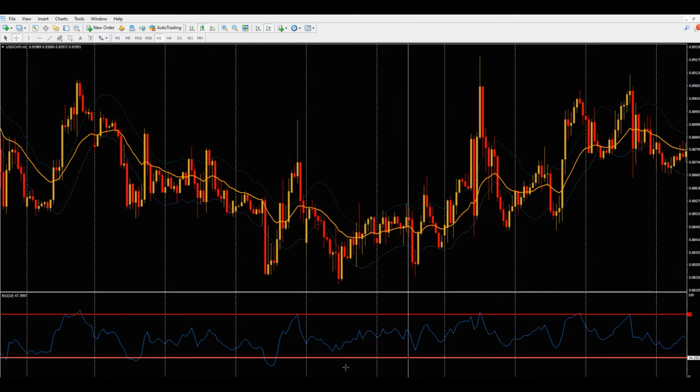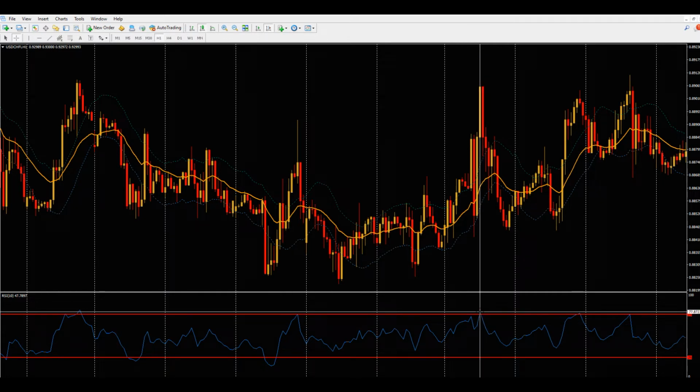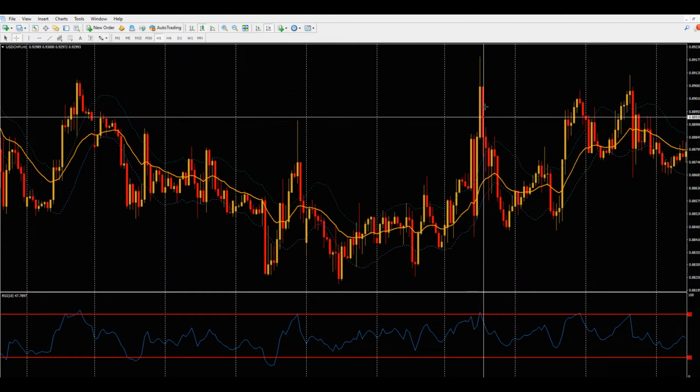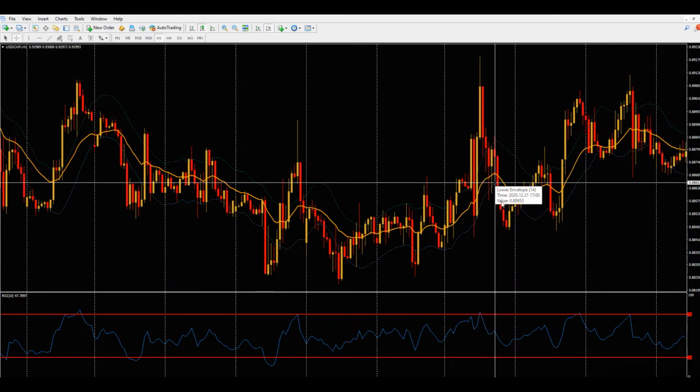So for example, it would have worked here, it would have worked possibly here, but if you would have got in too late, you could have got stretched a little bit, but it could have worked there.